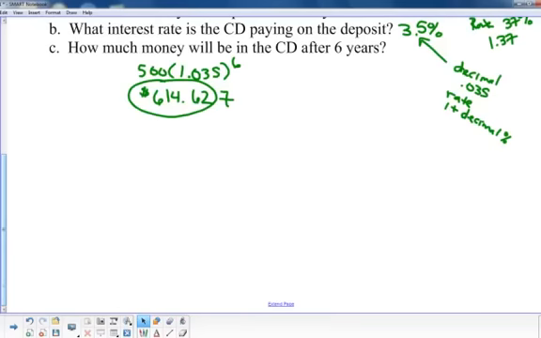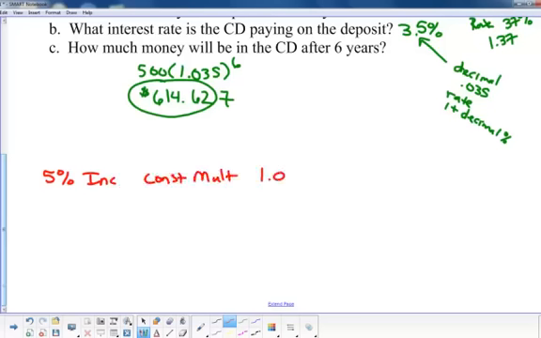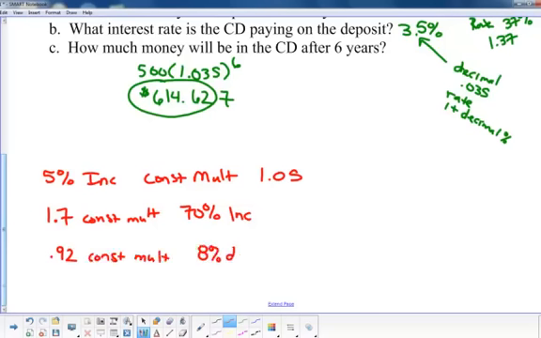So just a quick recap on this percent stuff. If you had a 5% increase, your constant multiple would be 1.05. If you had 1.7 as your constant multiple, you would have a 70% increase. And if you had 0.92 as a constant multiple, that means an 8% decrease, because 1 minus 0.08 is 0.92. 1 is the base number where everything stays the same.